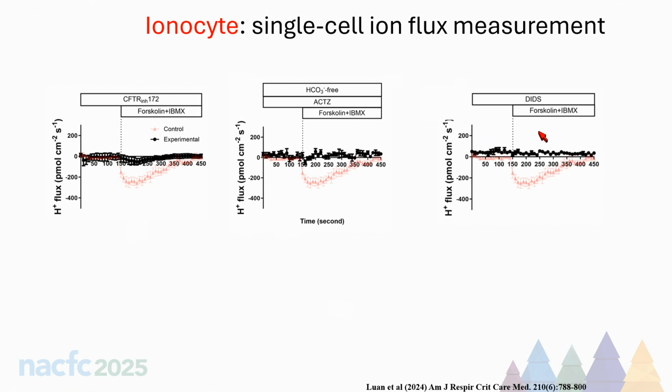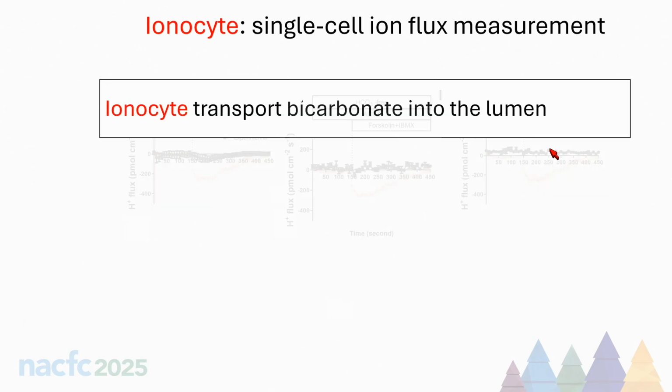And the movement of bicarbonate, we propose, is through a chloride bicarbonate exchanger. We propose that because that exchanger was found using antibodies, and the mRNA has also been shown to be there. So when we block the exchanger with DIDS, we have no transport. So in our hands, I'm sad to say, ionocytes only transport bicarbonate.